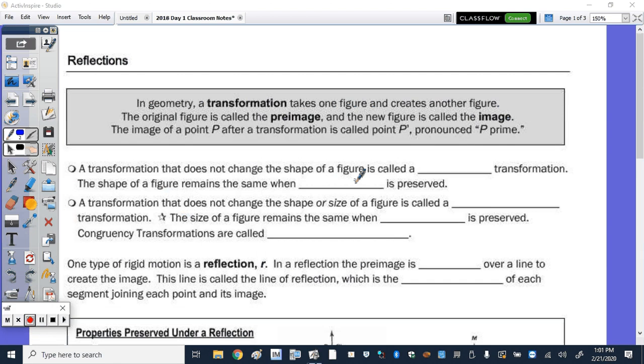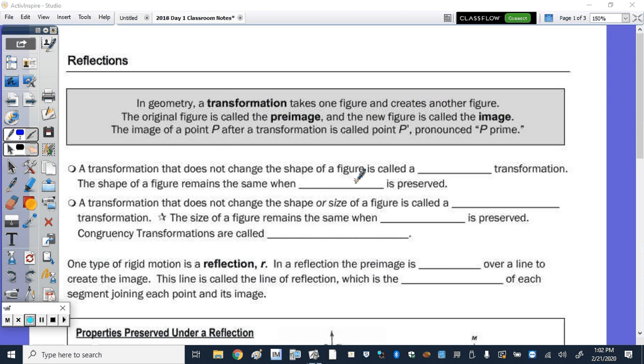We're going to start our transformation unit with a reflection. So in the box, it says in geometry, a transformation takes one figure and creates another figure. The original figure is called the pre-image, and the new figure is called the image. The image of a point P after a transformation is called point P prime.